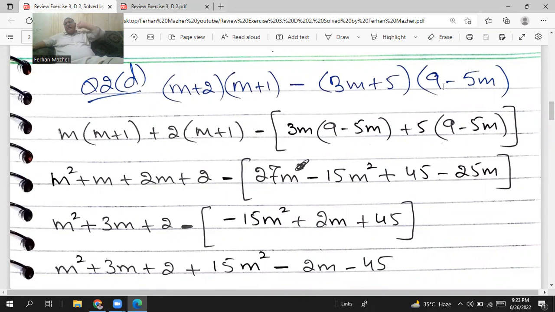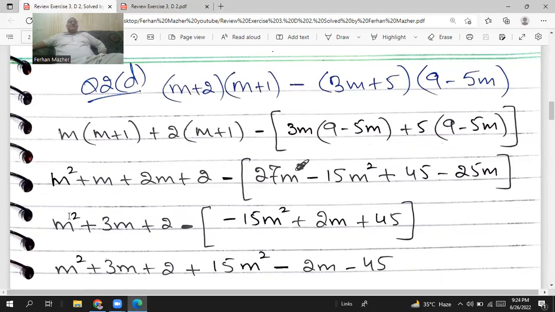I will multiply the 3m with the bracket 9 minus 5m. Then the plus 5 will multiply with the bracket 9 minus 5m. And then I will close the square bracket. So here you will have m square plus m plus 2m plus 2 minus square bracket. This will give you 27m. This will give you minus 15m squared. This will give you plus 45, and 5 multiplied with the minus 5m will give you minus 25m, and the square bracket closed.